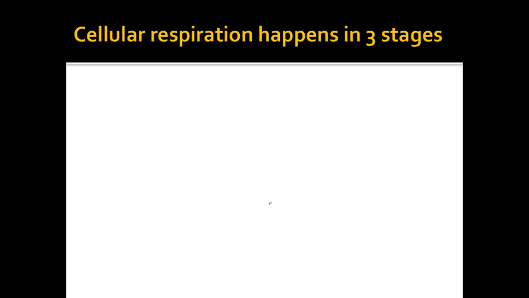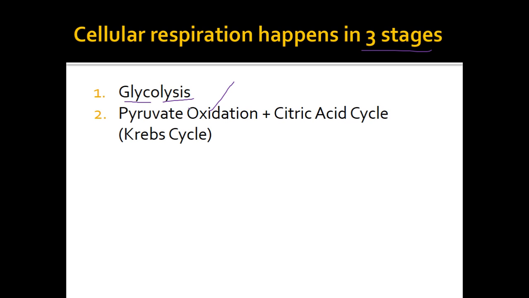I'm going to go for purple because why not? So cellular respiration is going to happen in three distinct stages. First stage is glycolysis. Glyco as in glucose and lysis as in to cut. The next stage is pyruvate oxidation plus citric acid cycle.